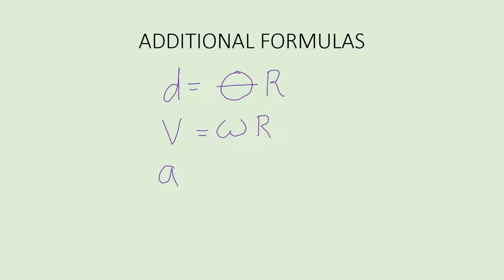And there's a couple more formulas that you guys should know. The linear distance is equal to the angular position times the radius. The linear velocity is going to equal the angular velocity times the radius, and the linear acceleration is going to equal the angular acceleration times r. And this is kind of our bridge between the linear and the angular formulas and the formulas that ultimately connect them together.